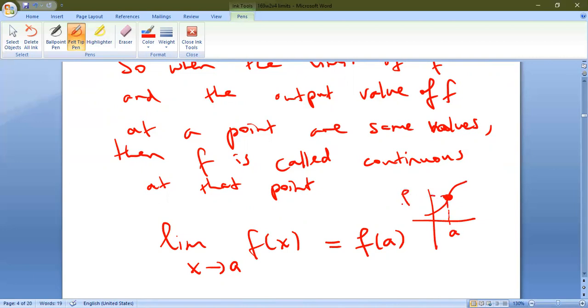So if the limit is equal to the definition of the function, as you see, the limit is also f of a. The function is also defined as f of a, whatever that number is. Then in that case, f is called continuous.